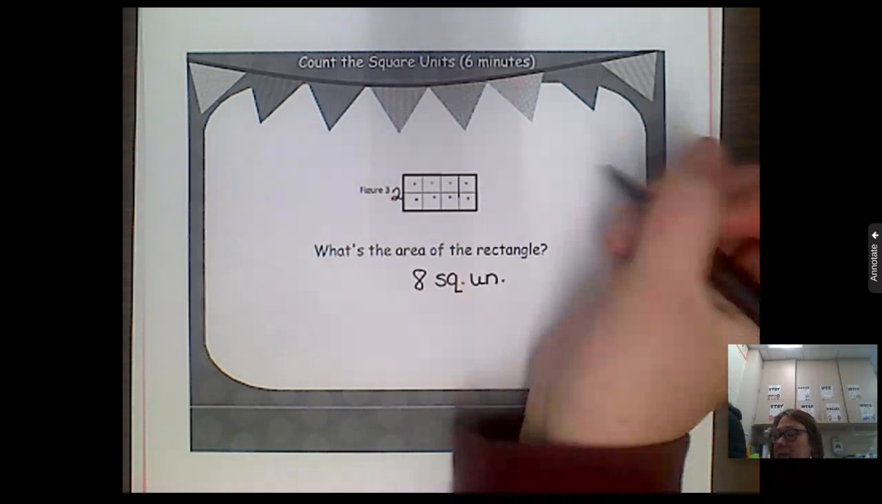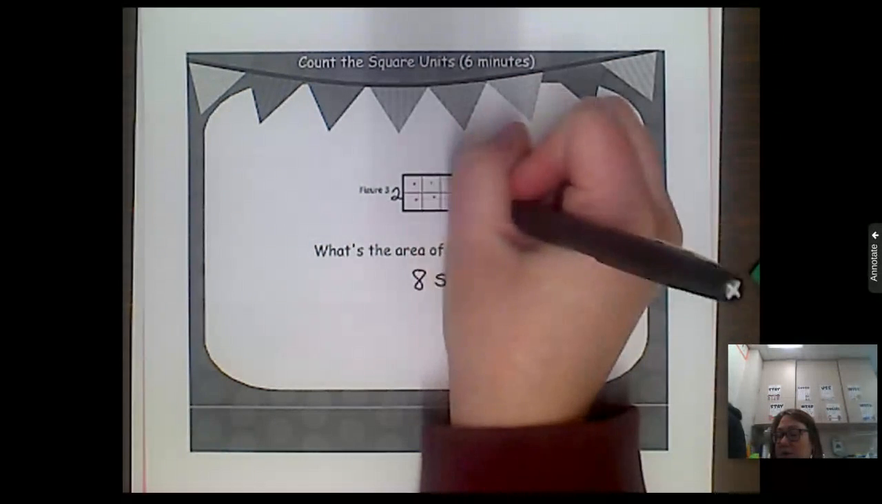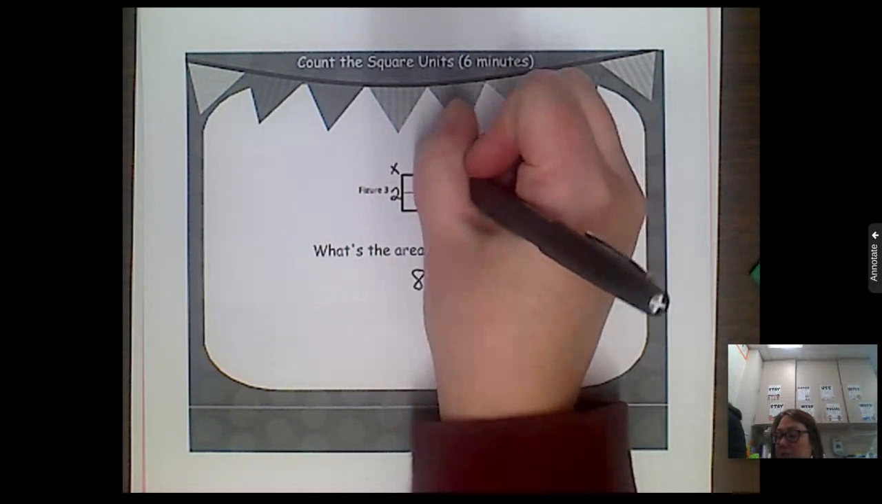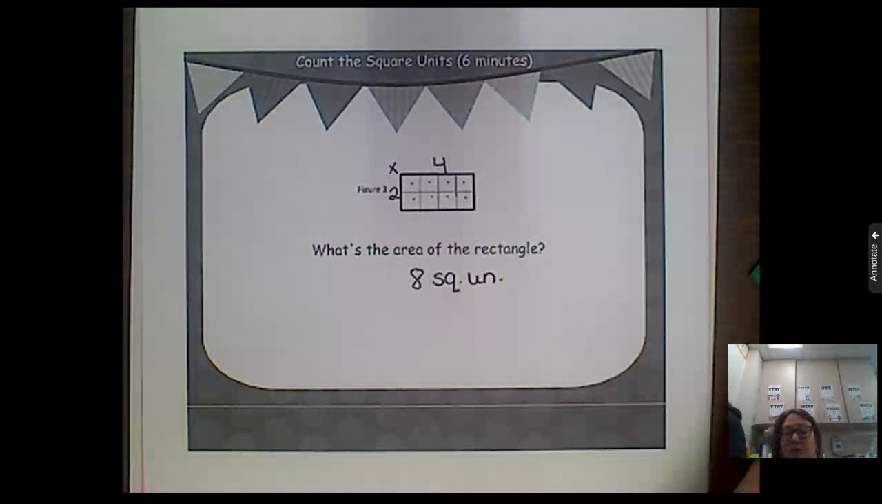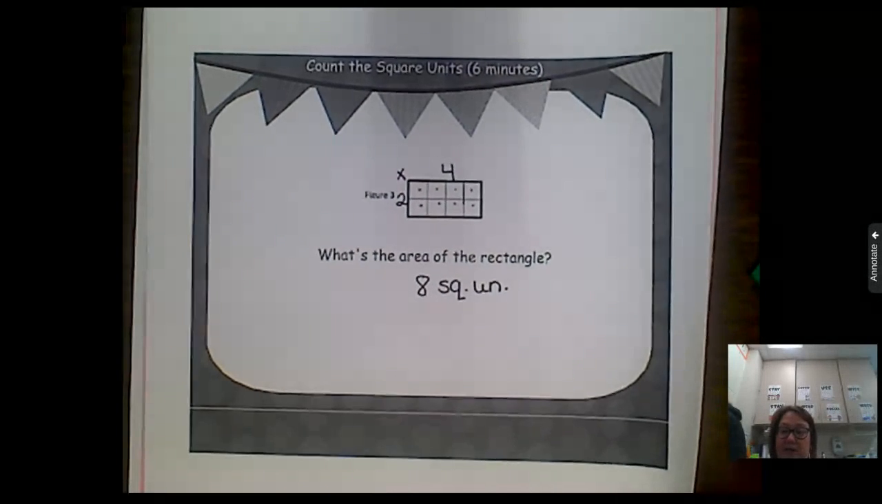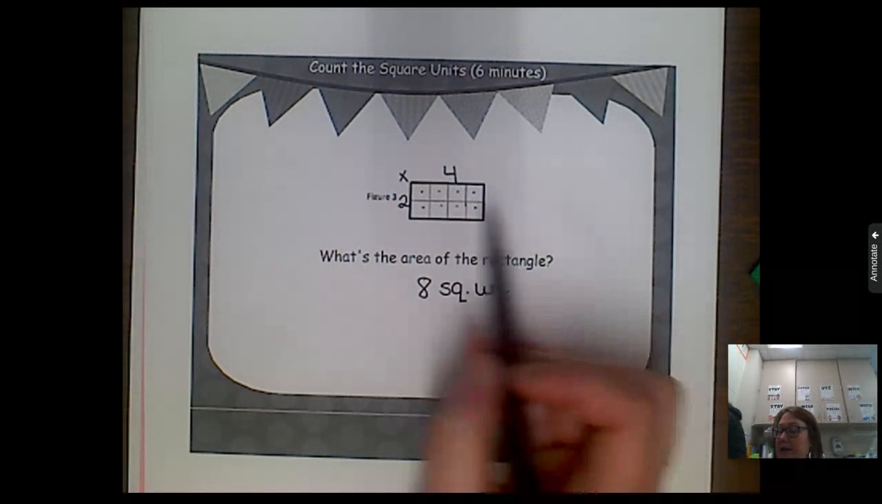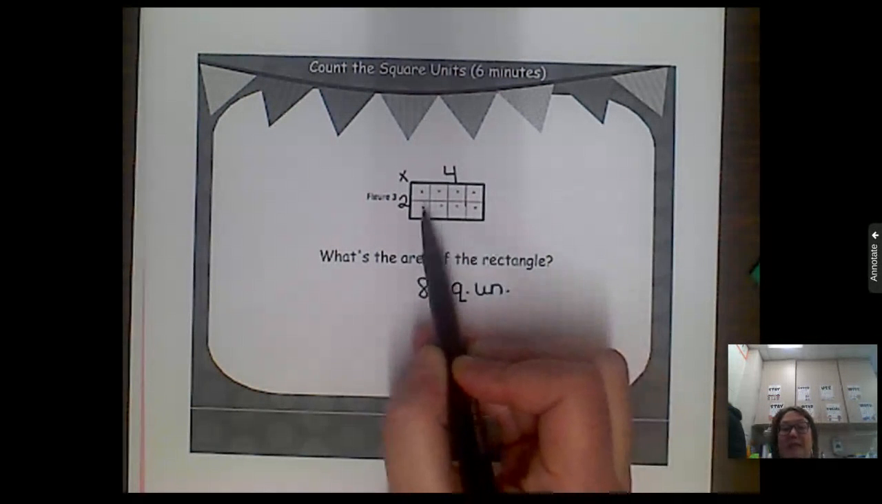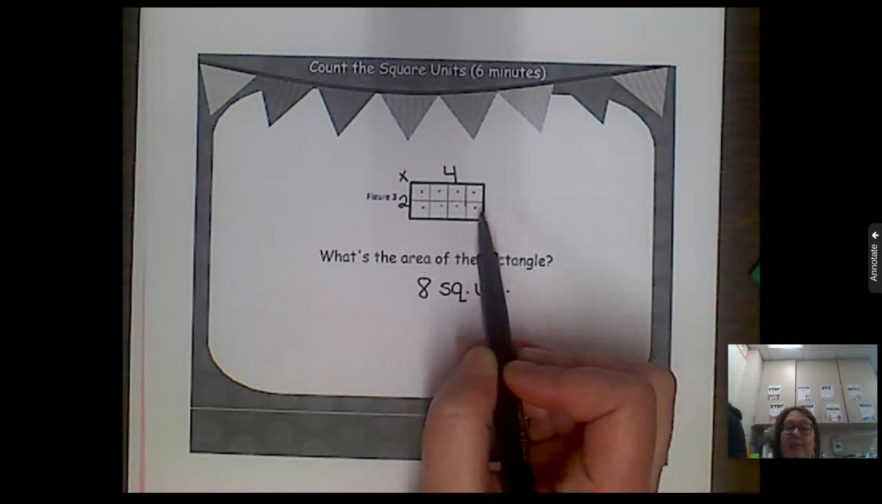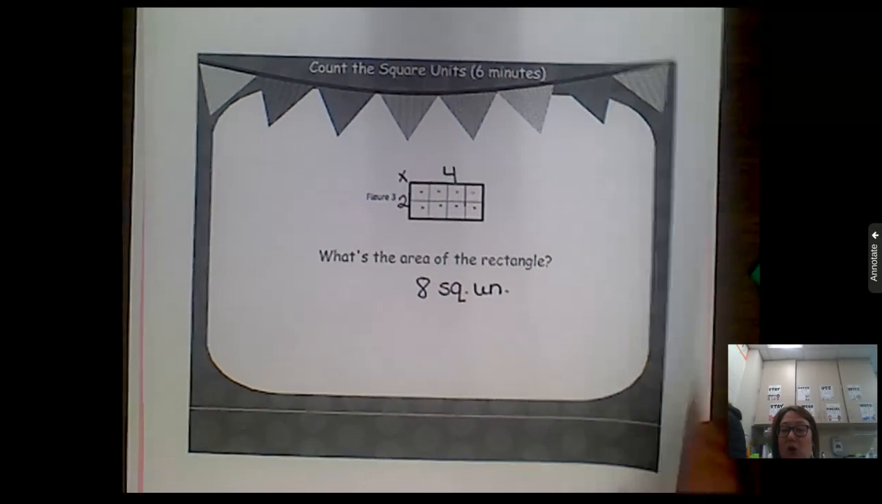Maybe you multiplied your side lengths. There's 2 rows, 1, 2, times 4 in each row. So 2 times 4 equals 8. So either way, we get 8 square units. So again, area, how many square units does it take to completely fill in the inside? And remember, we don't want any gaps or overlaps.